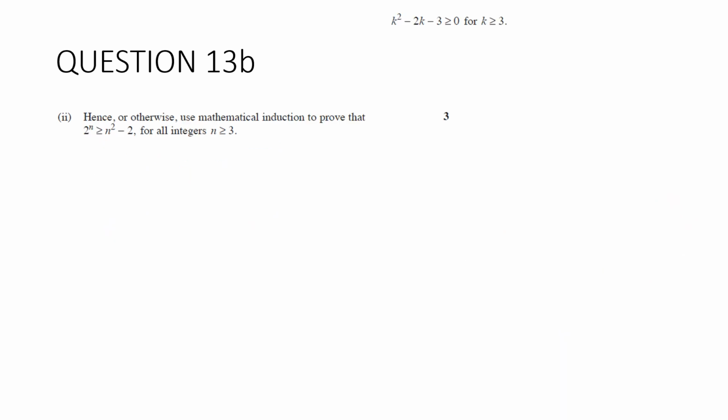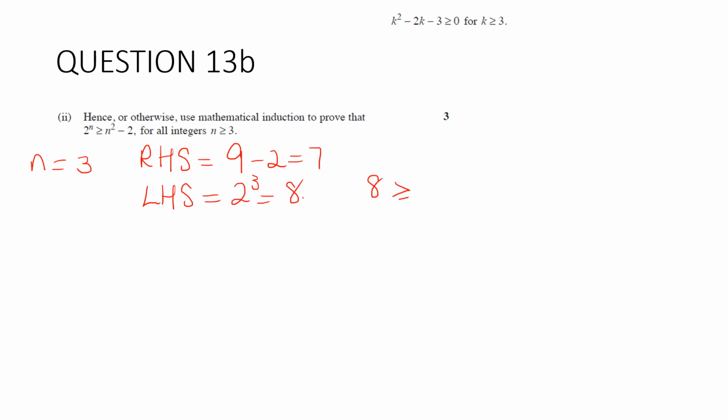Part 2, hence or otherwise use mathematical induction to prove that 2^n is greater than or equal to n squared minus 2 for all integers n greater than or equal to 3. So we'll start with n equals 3. Our left-hand side is 2 cubed, which is 8, and our right-hand side is 9 take away 2, which is 7. And 8 is greater than or equal to 7, therefore true for n equals 3.